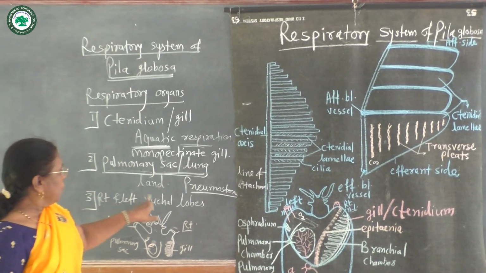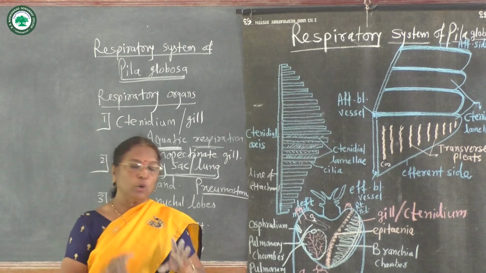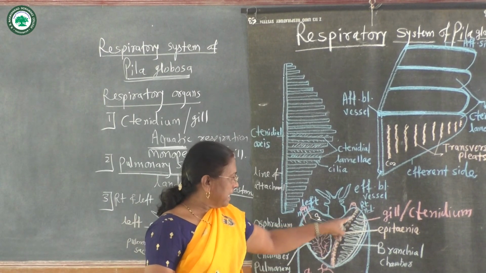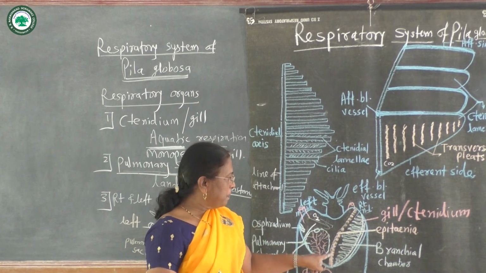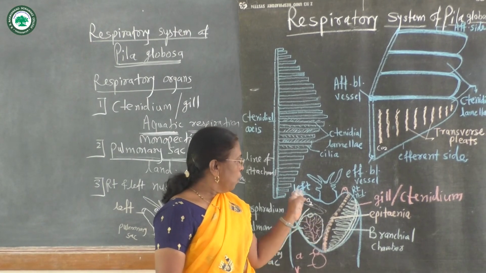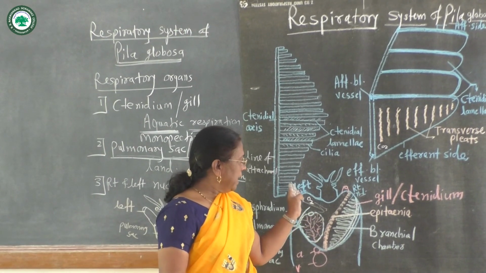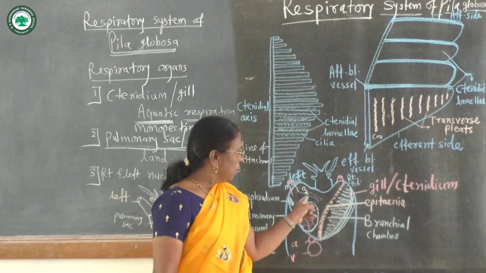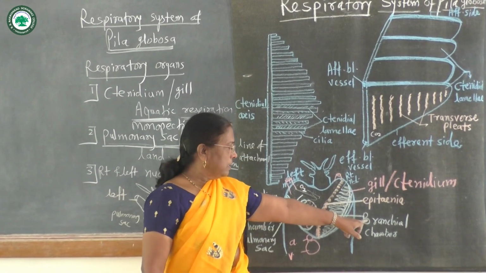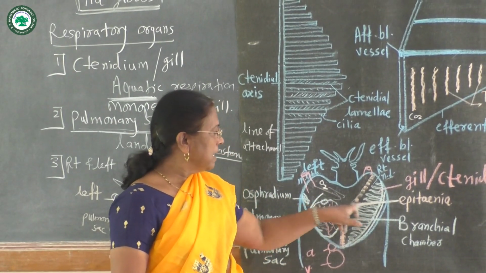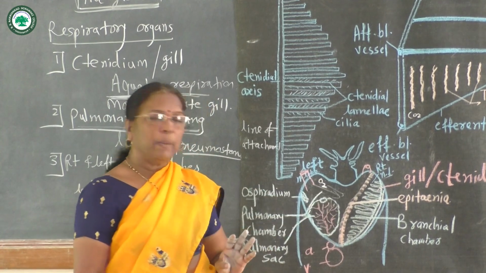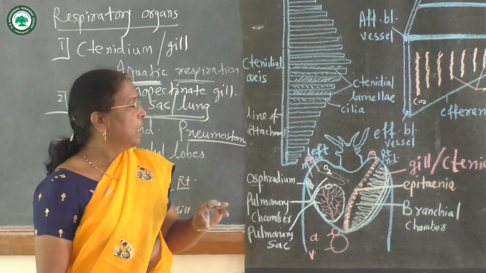Then the right and left nuchal lobes also play an important role. How? Here the epithelium is pressed to close this chamber, to prevent the entry of water to the left nuchal lobe. When it enters through this way, through the left nuchal lobe, it again goes towards the right side, that is the branchial chamber, and there is the exchange of O2 and CO2. Means the epithelium plays an important role for both respirations.